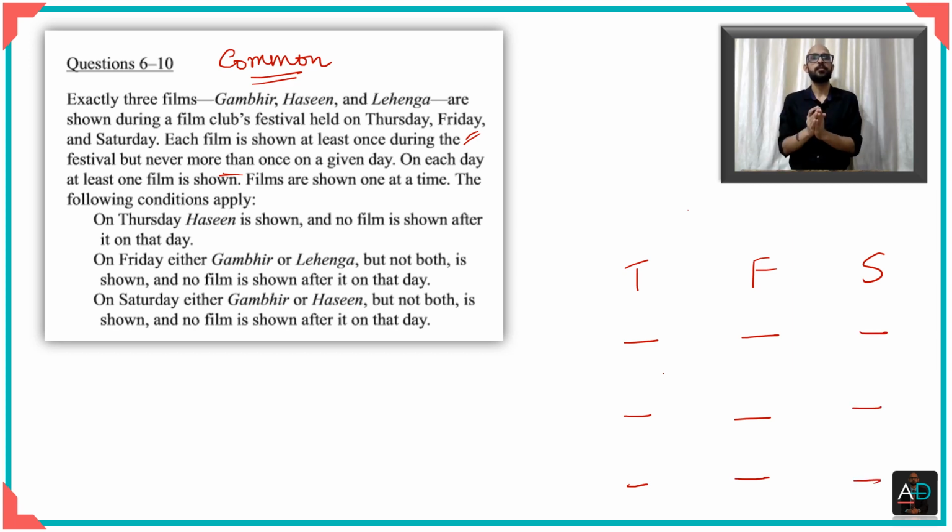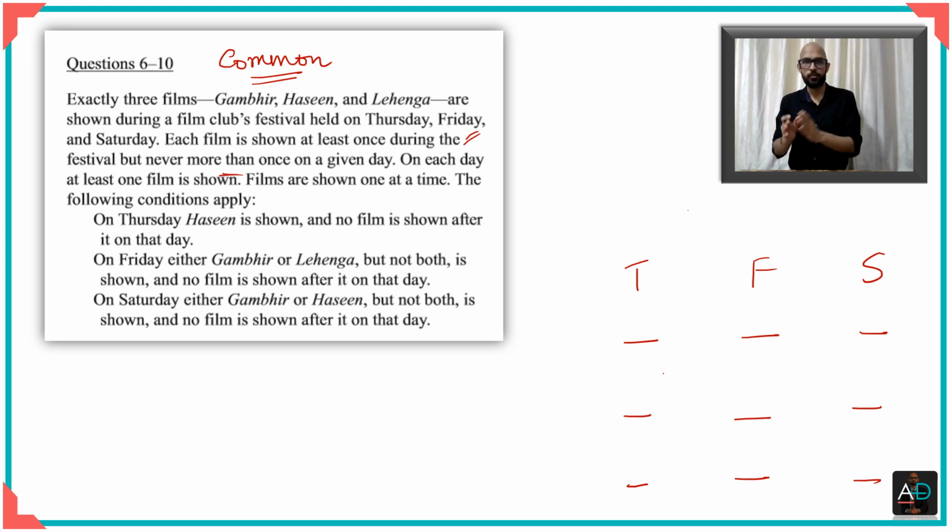How do I know that we have 9 slots? Because you know that no movie can be shown more than once, which means that you definitely cannot have a 4th slot, right? And so this is the maximum number of movies that we can have. Let us say for example on Thursday, if Gambhir, Haseen as well as Lehenga are shown, this does not violate any of the rules that is given here. It is in accordance with those rules. So I know that there are a maximum of only 3 possible shows per day.